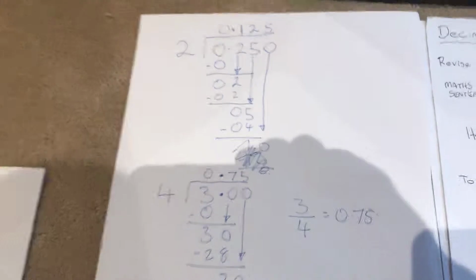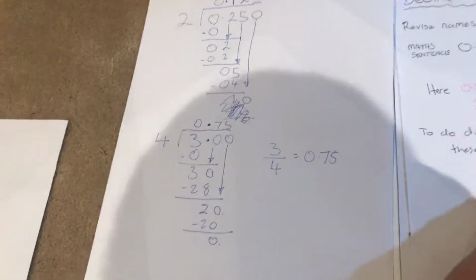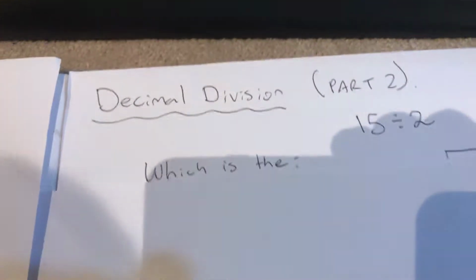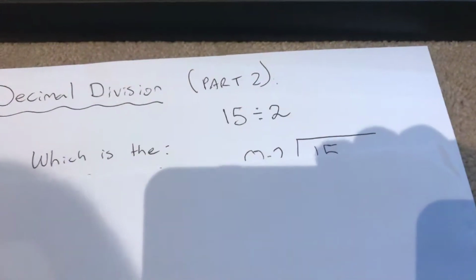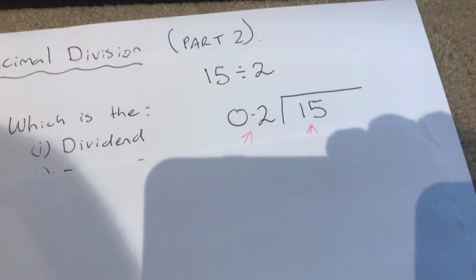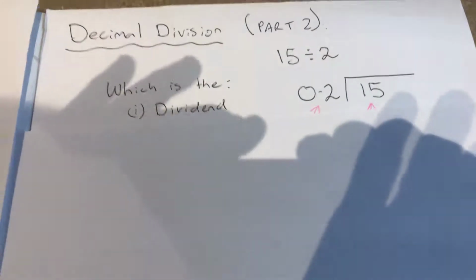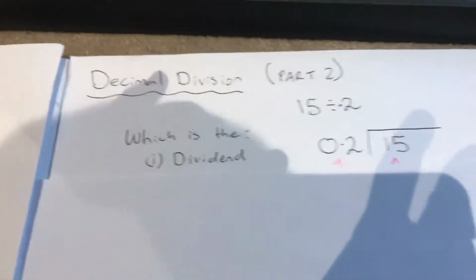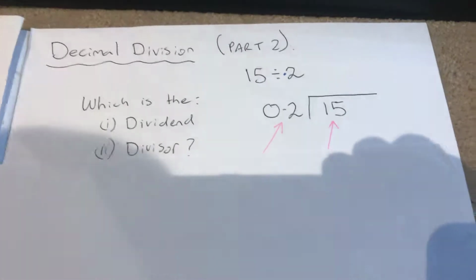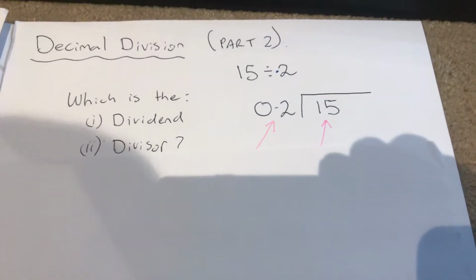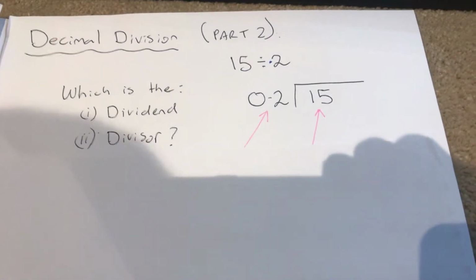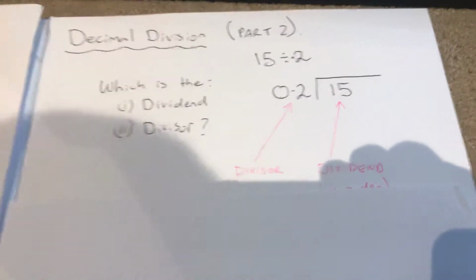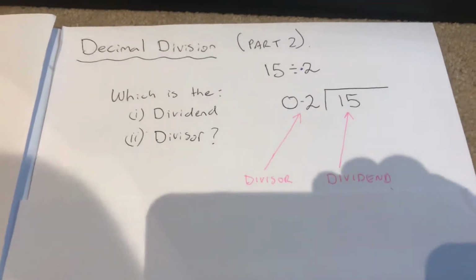and that I think was all pretty straightforward. But sometimes we'll get a question where we have a decimal, so that should be 0.2 there. We have a divisor that's a decimal. So which is the dividend? It's 15. Which is the divisor? 0.2.